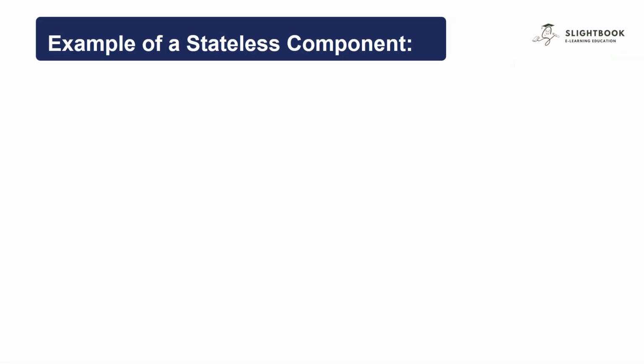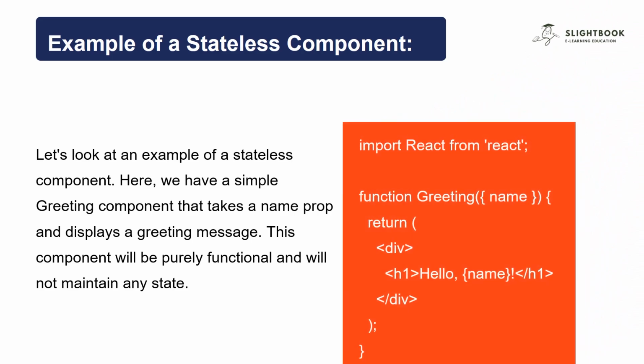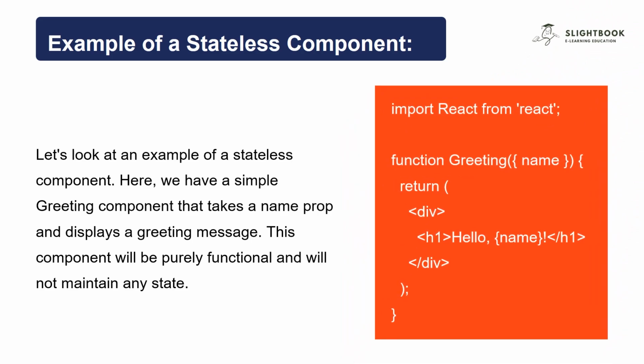Example of a stateless component. Let's look at an example of a stateless component. Here, we have a simple greeting component that takes a name prop and displays a greeting message. This component will be purely functional and will not maintain any state.